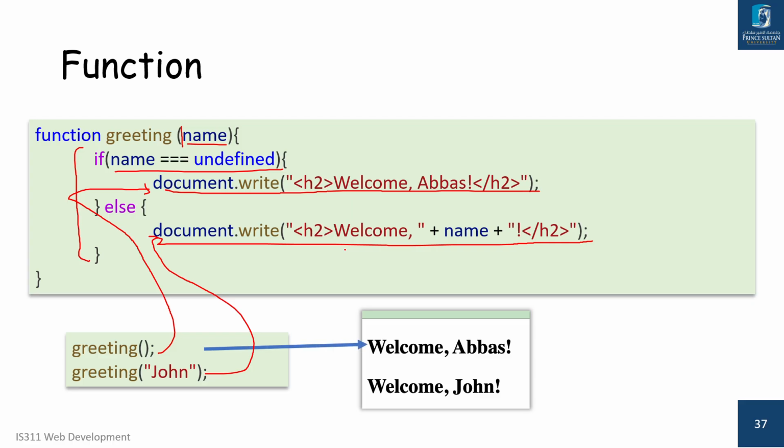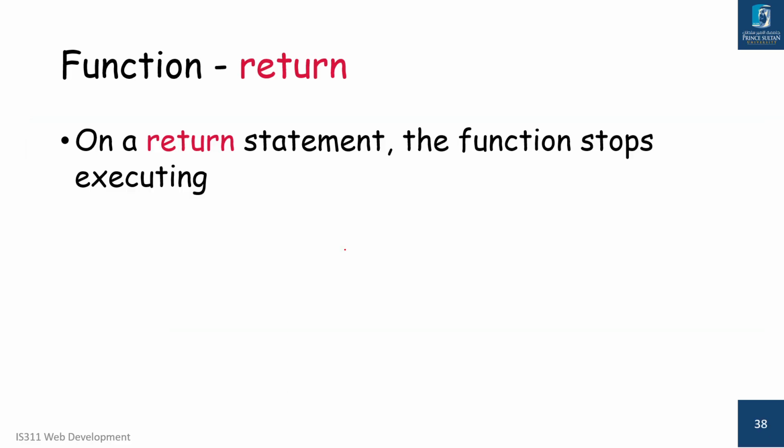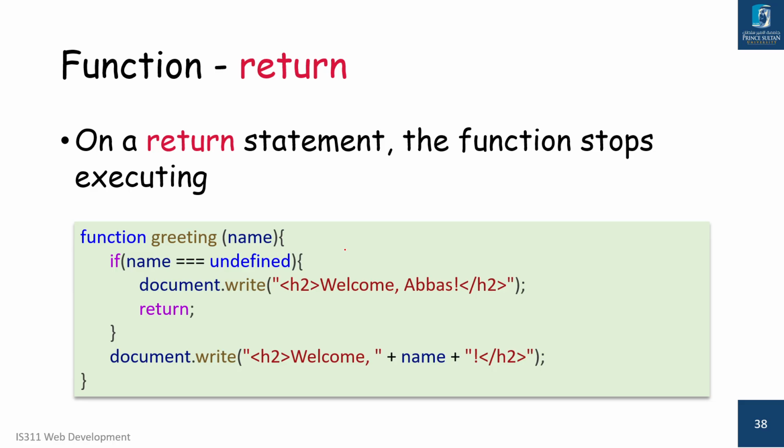Okay, so the first greeting will print the welcome Abbas message, and the second execution of this method will print the welcome John message. We also have the return type, so we can also return some value from our function. So if we want to do that, first of all, whenever we execute a return statement inside our method, it will stop that specific method. So here I'm checking if the name is undefined, print this message on the page and then return. It means at this point, the execution of this function will stop, and this line will not be executed after it, if we go into that if condition.